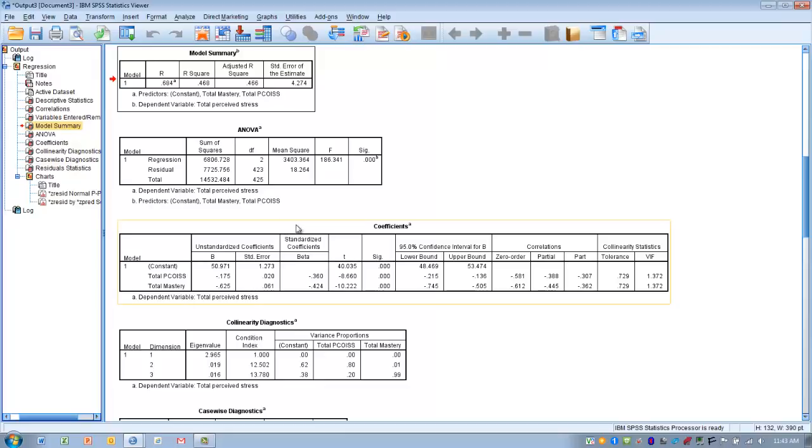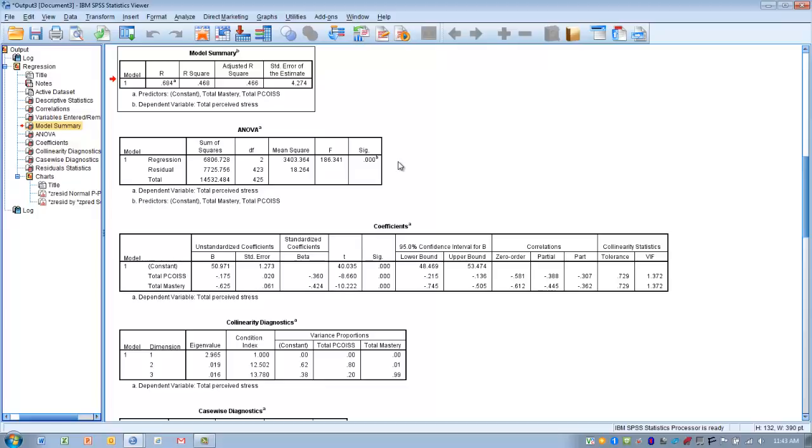Now the model in this example has a p-value less than 0.05. So we would say that there is statistical significance for this model. In other words, the model does a good job at predicting the outcome better than just chance. Okay.